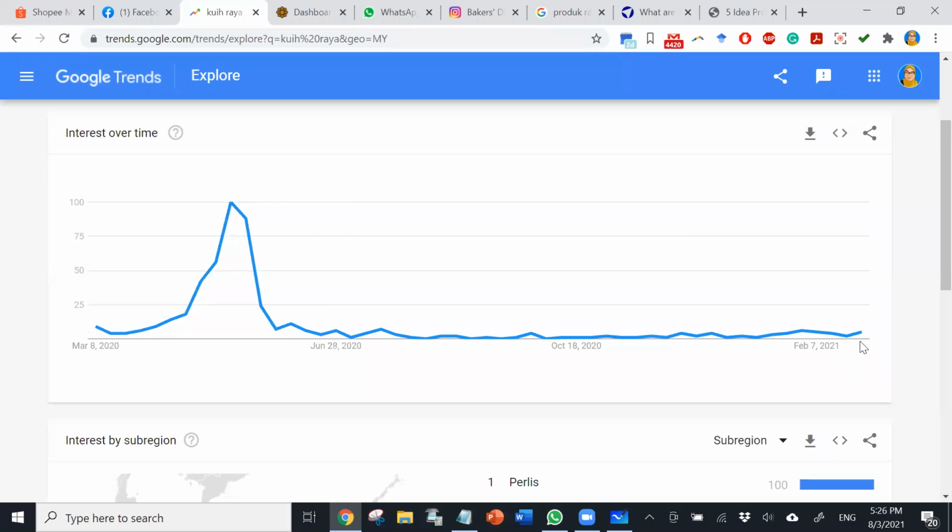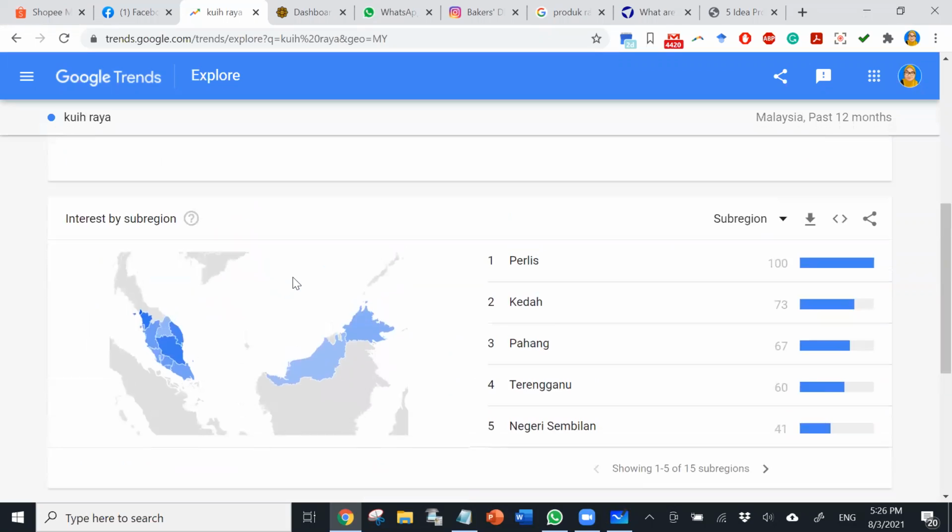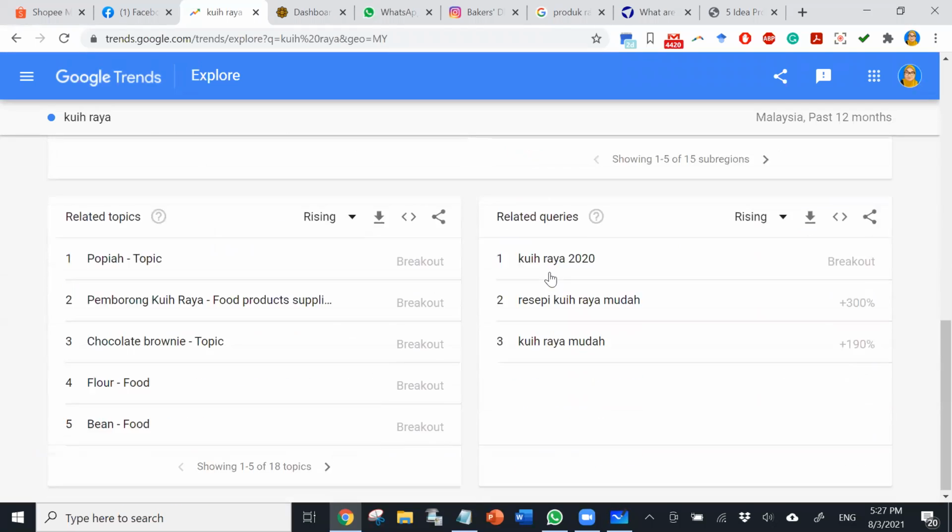This one is, as you can see, in 2021, not yet. It will be skyrocketed in April again. This is Raya time. Okay, so as you can see in here, if you want to sell, maybe if you are at Perlis, this is very nice. This is a state by state region. The one who loves to buy kuih raya so much is Perlis.